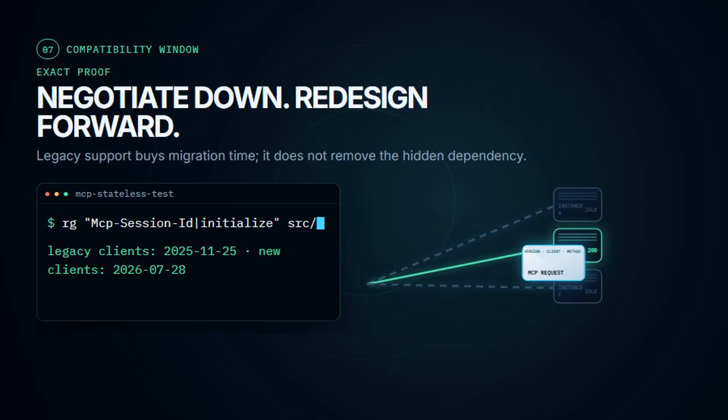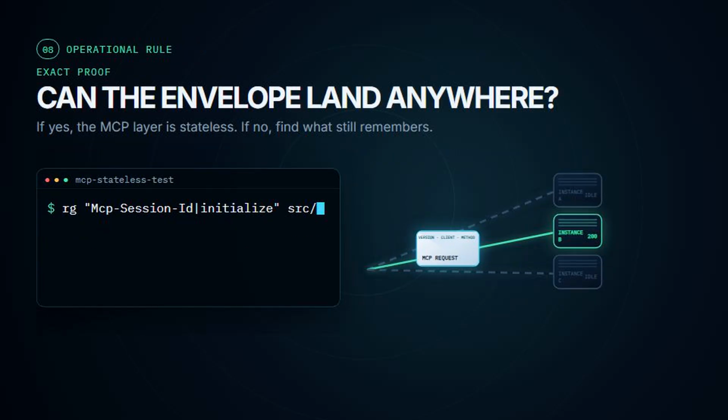Backward compatibility gives you room. Official SDKs can support earlier protocol revisions, and clients may negotiate down when a server is not ready for the new stateless path. That is useful for migration. It is not a reason to leave the architecture unexamined.